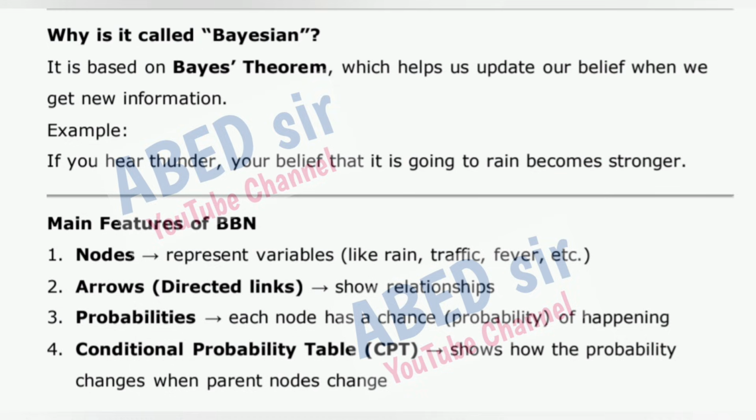Main features of BBN. 1. Nodes represent variables, like rain, traffic, fever, etc. 2. Arrows, directed links, show relationships. 3. Probabilities. Each node has a chance, probability, of happening. 4. Conditional probability table, CPT, shows how the probability changes when parent nodes change.